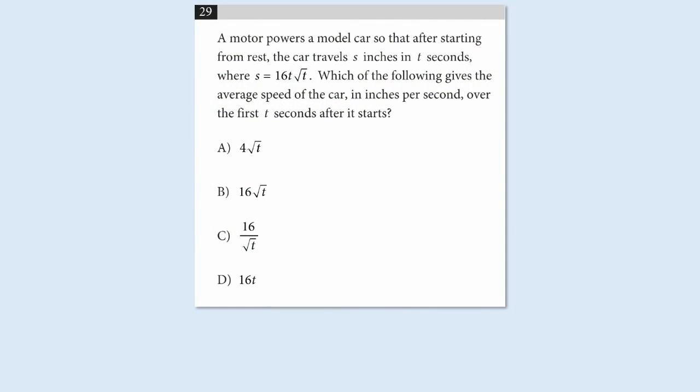This multiple choice problem comes from the College Board. It's from section 4 of the SAT test, which does allow calculators. And the problem says, a motor powers a model car so that after starting from rest, the car travels s inches in t seconds, where s equals 16t times the square root of t. Which of the following gives the average speed of the car in inches per second over the first t seconds after it starts? So have a look at this and see what you can do.